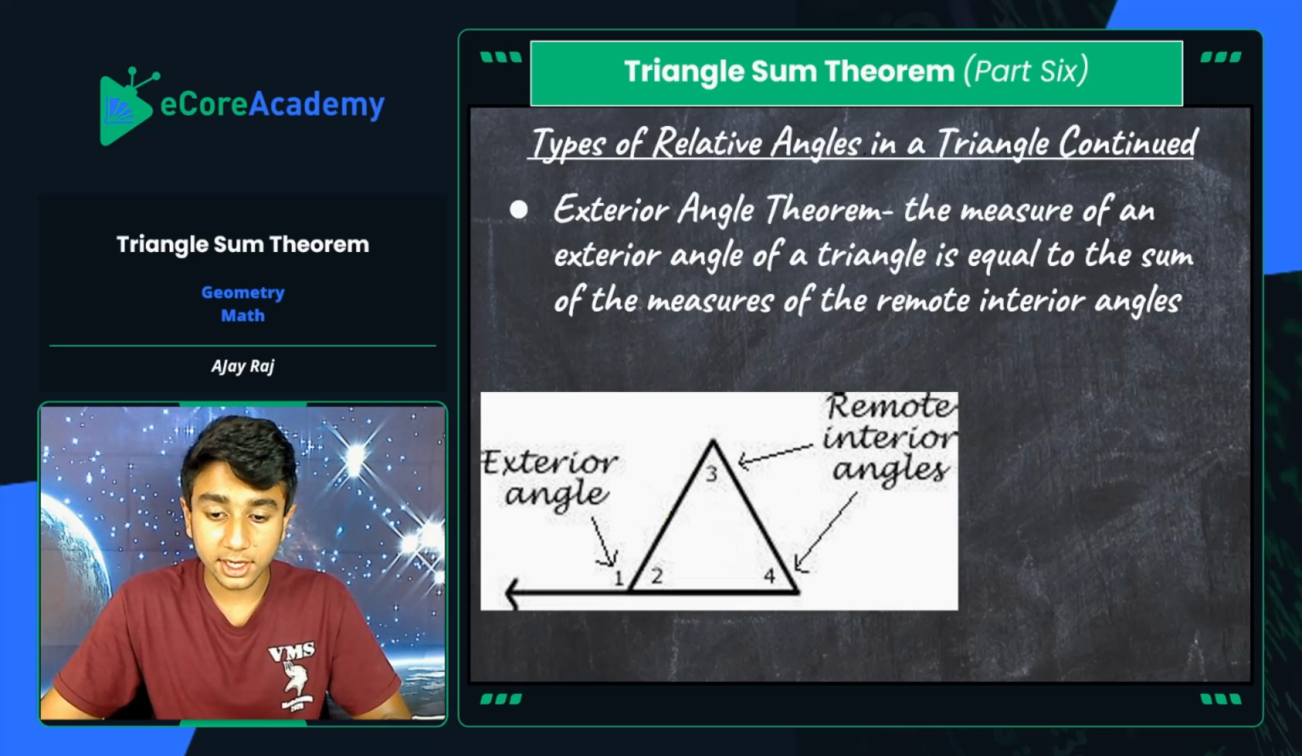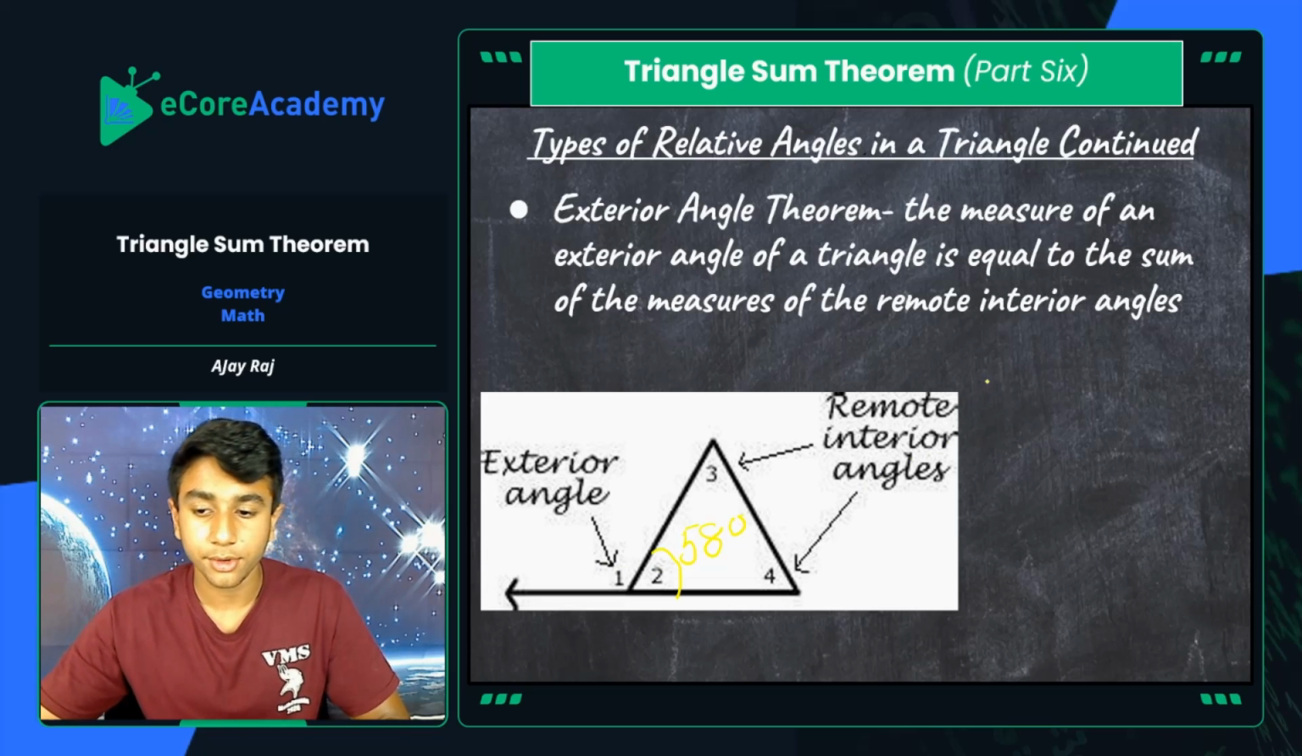So if we say that angle 2 is equivalent to, let's say, 58 degrees, so we know that 58 degrees is out of 180 degrees because we know that angles 1 and 2 are supplementary. They add to 180 degrees. So we subtract 180 minus 58.